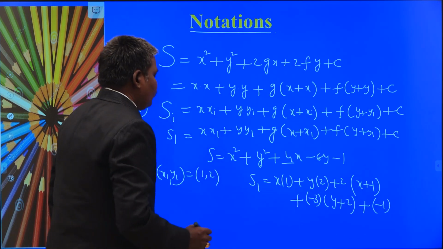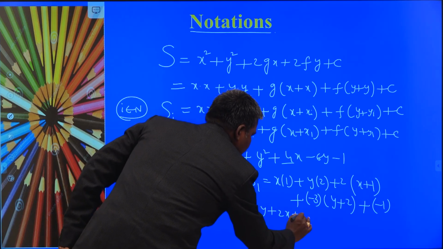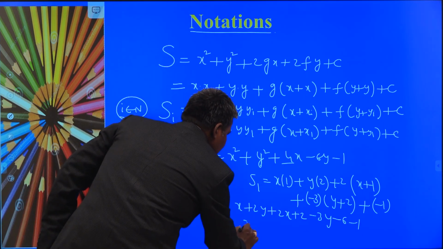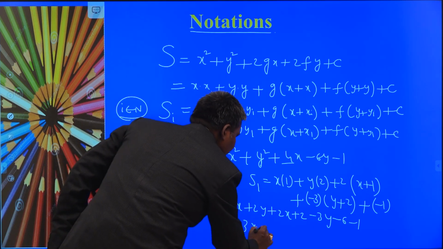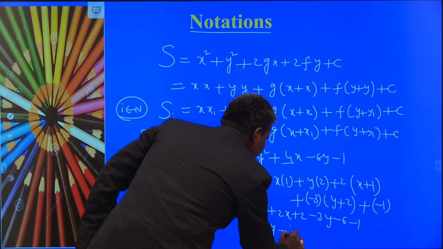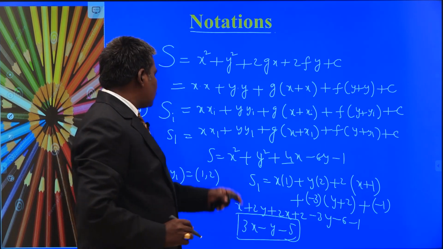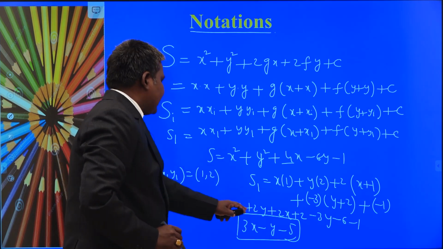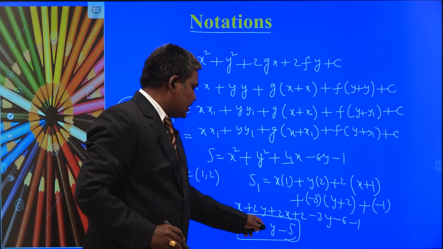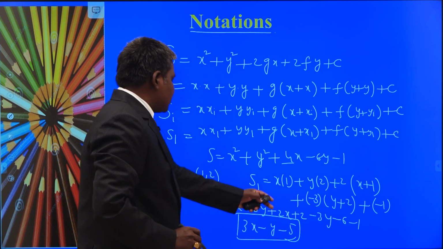This is your S1. What does it mean? x plus 2y plus 2x plus 2 minus 3y minus 6 minus 1. That means x plus 2x is 3x, 2y minus 3y is minus y, and 2 minus 6 minus 1 is minus 5. This is your expression. In this manner, we can write S1. So if some point is there and some S is there, you can write S1. It represents one linear expression, 3x minus y minus 5, in terms of x and y. If you put it equal to 0, it becomes the equation of a straight line.